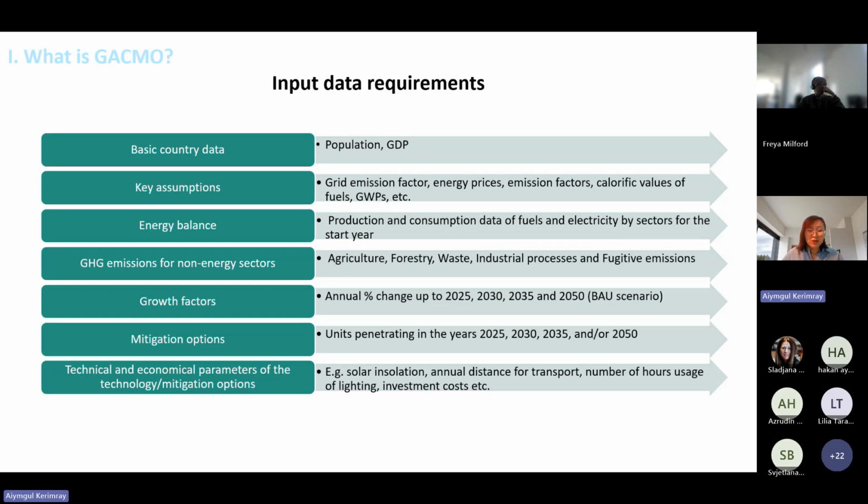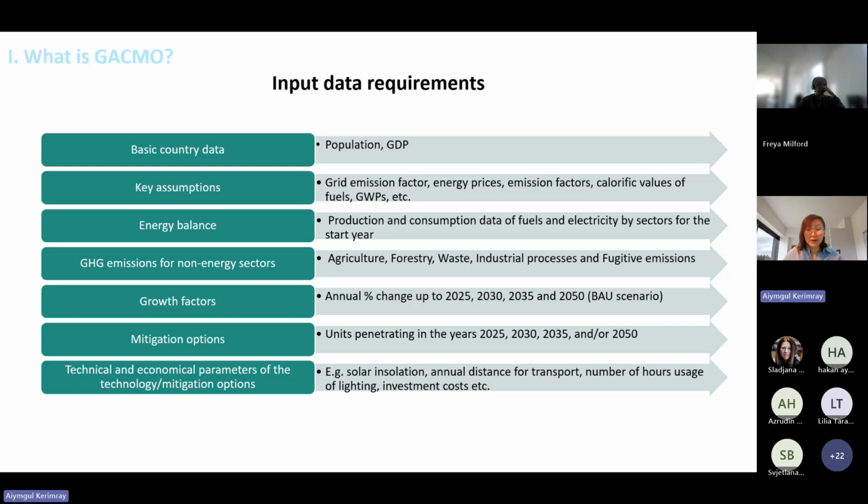So in the GASMO tool, the required input data is population and GDP, the grid emission factor, energy prices, global warming potentials, and energy balance. So energy balance is the mandatory key starting point for projections. GHG inventory data for non-energy sectors is also required.